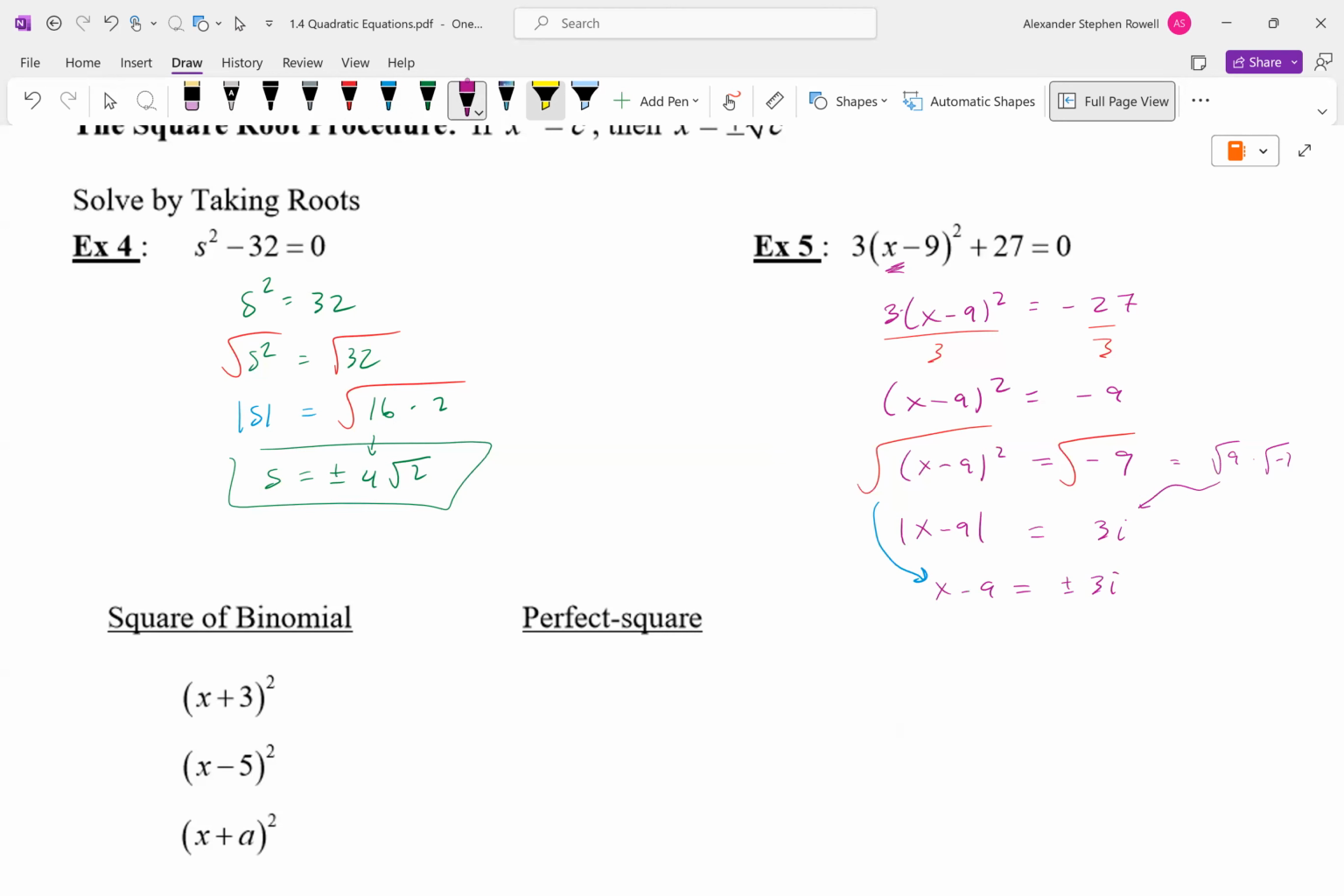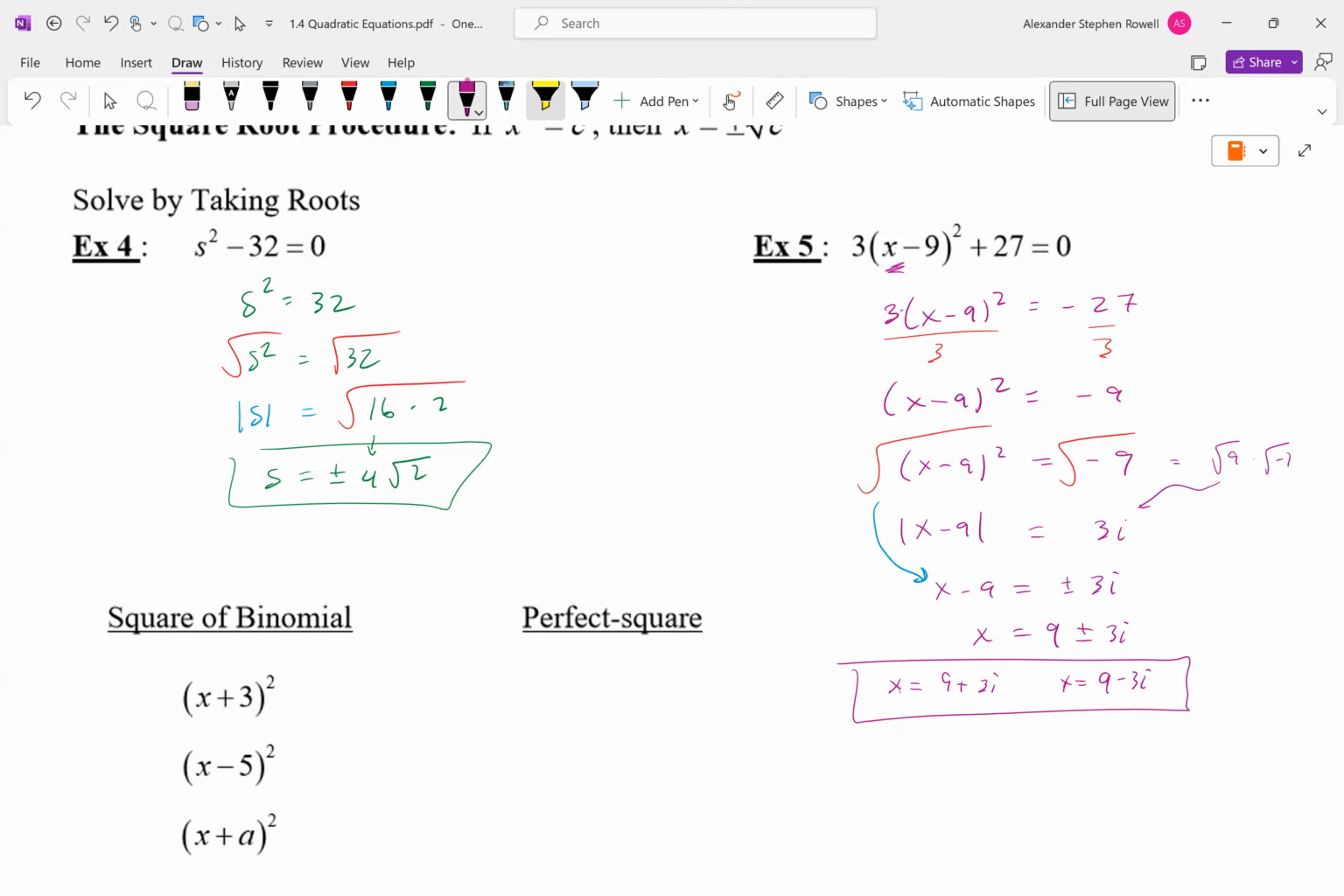And our last step would be add 9 to both sides. So one solution is 9 plus 3i. Another solution is 9 minus 3i. Okay, any questions about this? Okay.